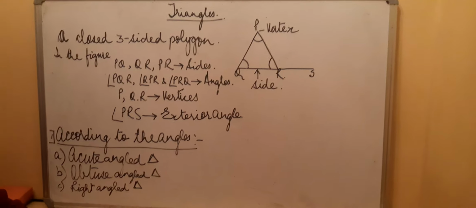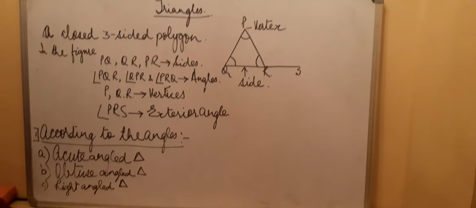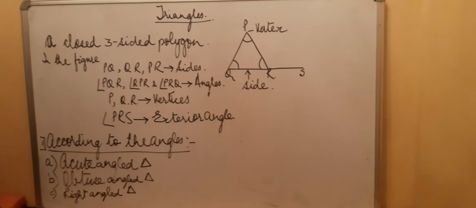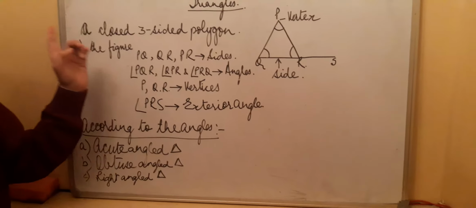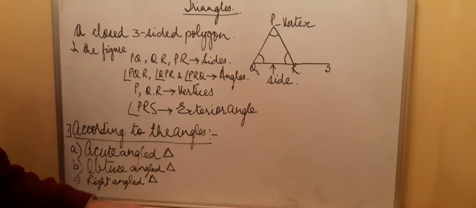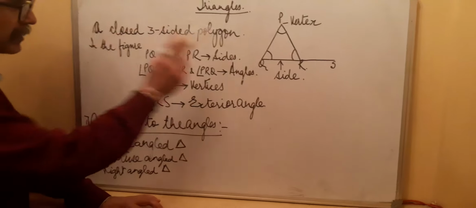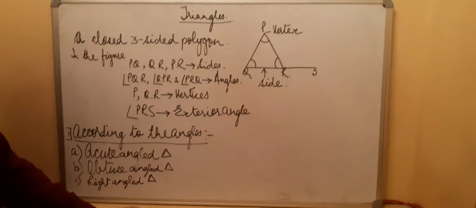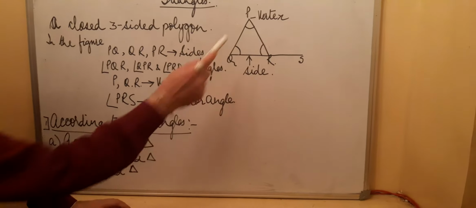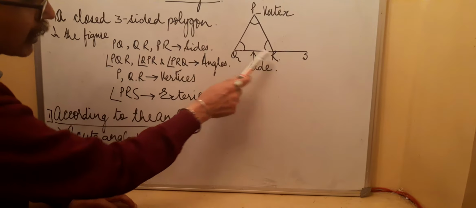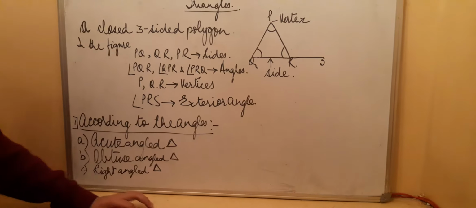The triangles and the properties. Now, what is a triangle? A triangle is a closed three-sided polygon. In the adjoining figure, PQ, QR and PR are the three sides of the triangle.